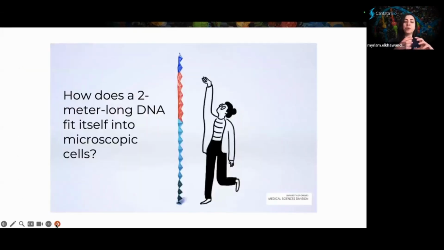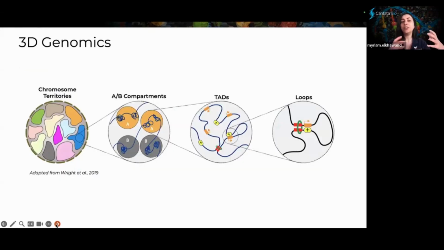So the fundamental question is, how does a 2-meter long DNA fit itself into microscopic cells? And the answer to that is 3D genomics. And 3D genomics is that deliberate packaging of the genome in the nucleus. It's based on the fact that the genome is not randomly organized and is not randomly packaged in the nucleus. It actually has a very deliberate organization, and it's an organization that shows hierarchy.